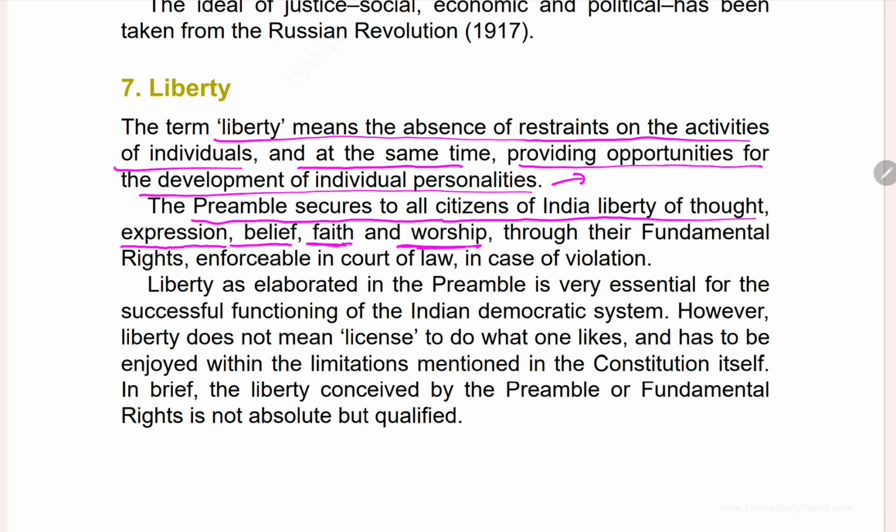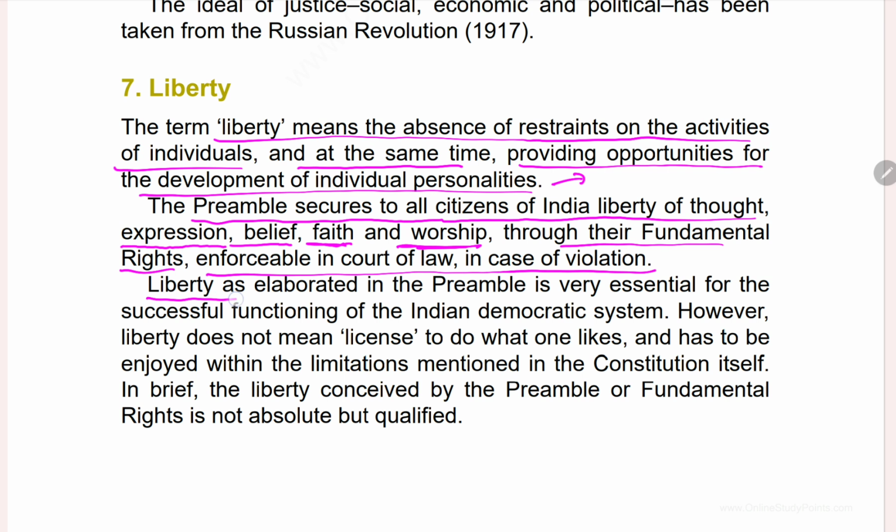You can worship any god through their fundamental rights, enforceable in the court of law in case of violation. So in fundamental rights we have freedom of thought, expression, belief, faith, worship, and these rights are enforceable in the court of law. Whenever there is contravention or violation of these rights, you can go to the Supreme Court or High Court directly and seek the remedy.